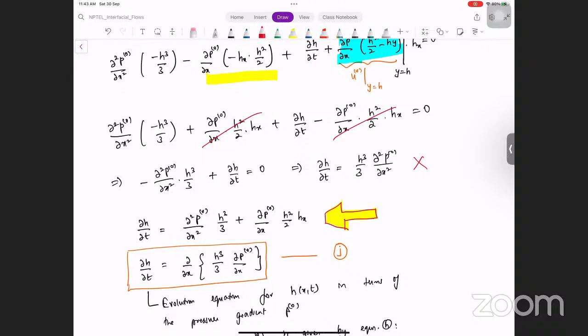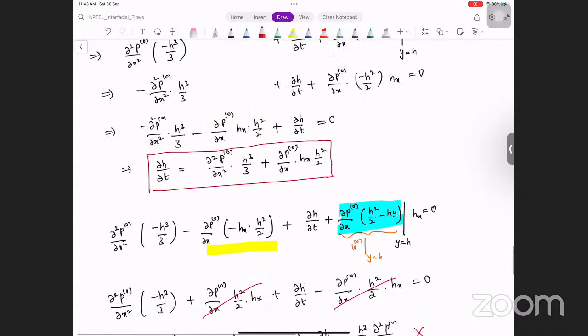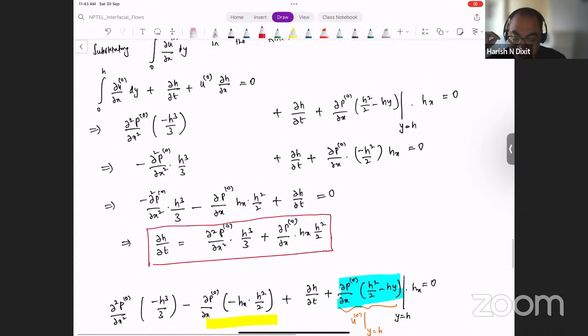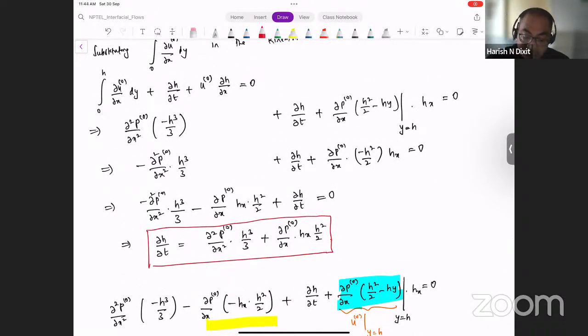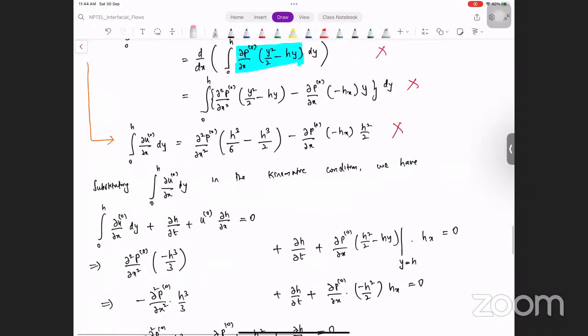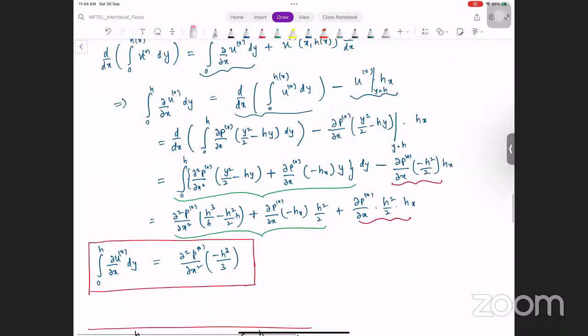Himanshu, are you there? Yes, sir, I'm there, sir. Your voice is not clear. Did you see the mistake that was there? I've identified the mistake, but the final equation is still correct. Hello? Sir, your voice is not clear, sir. Maybe it's an internet connection problem from my side.